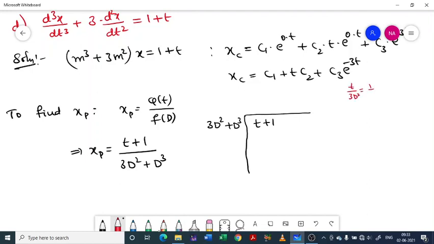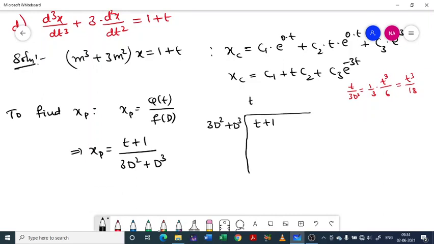That means 1 by 3 into second integral of t. You have to write 1 by 3 into t by d square. But 1 by d stands for integration, 1 by d square stands for 2 times of integration. So integrating this twice, first if you integrate you get t square by 2, integrating again t cube by 2 into 3, 6. So it will be t cube by 18.